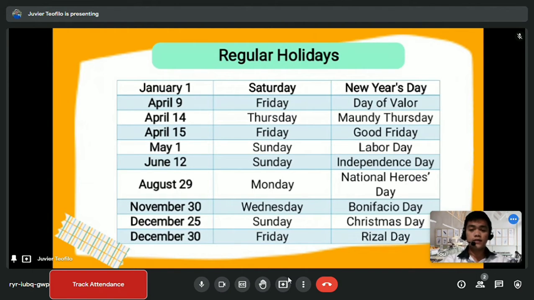June 12, Sunday, we have Independence Day. August 29, Monday is National Heroes Day. November 30 is Wednesday and it is Bonifacio Day. December 25, Sunday, it is Christmas Day. And December 30, Friday, it is Rizal Day. So here is the list of regular holidays and it is according to our calendar. So please take note of this.